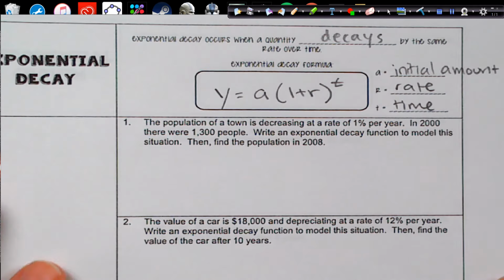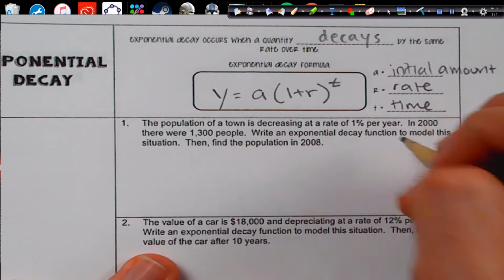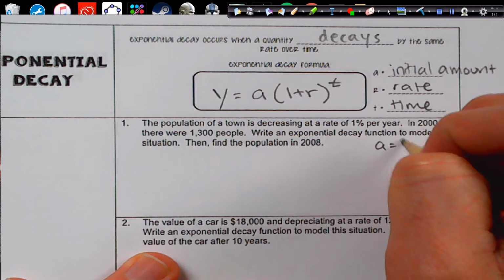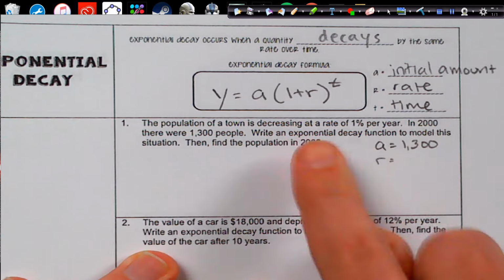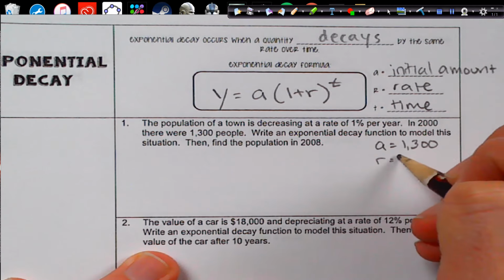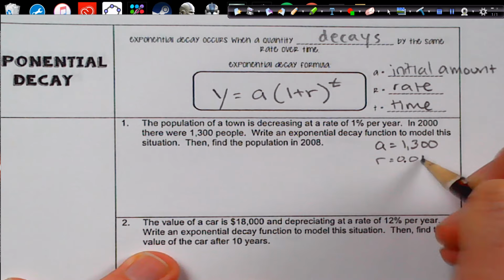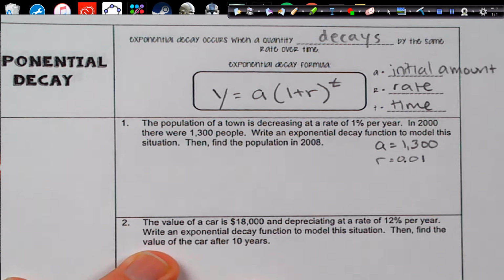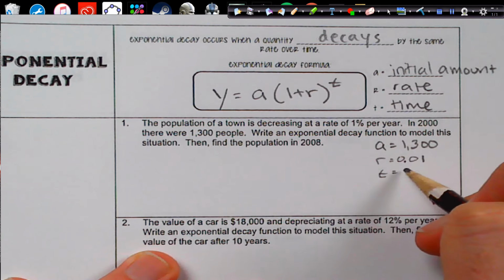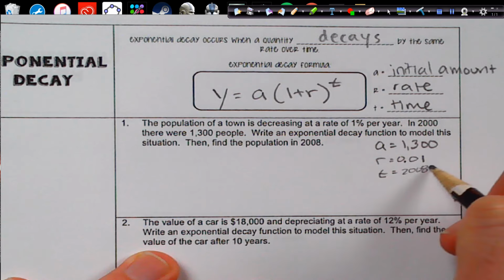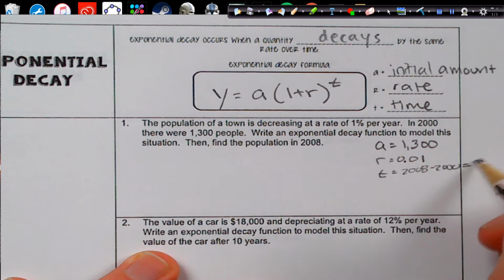So the population of a town is decreasing at a rate of 1% per year. In 2000, there were 1,300 people. Write an exponential decay function to model the situation. So our A is the original amount, so there were 1,300 people. The rate, we're going to turn all percents into decimals, so that's going to become 0.01. Move it over twice. And then t, the time. Time is from 2000 to 2008, so we're going to subtract the numbers, and we get 8 years.